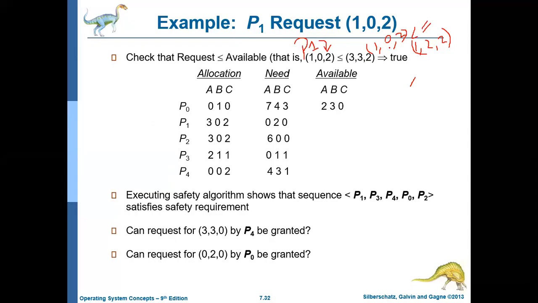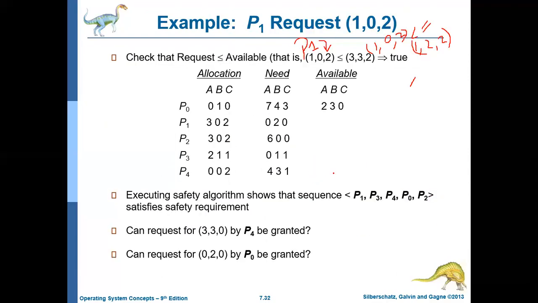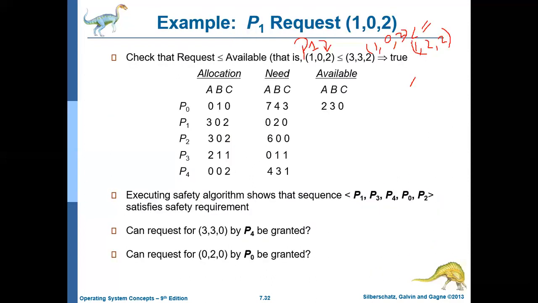Fine. So less than need means you go to the next step. The next step is to check whether it is less than available or not. What is available? In our previous case, the available is 332. And the request is 102. So 102 is again less than or equal to 332. So it is available, and its request can be satisfied.